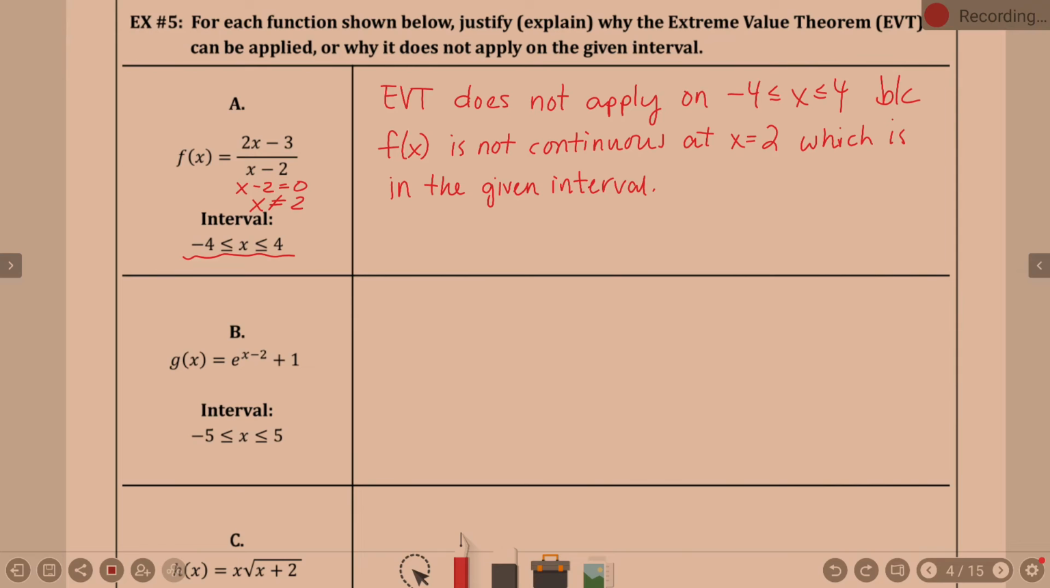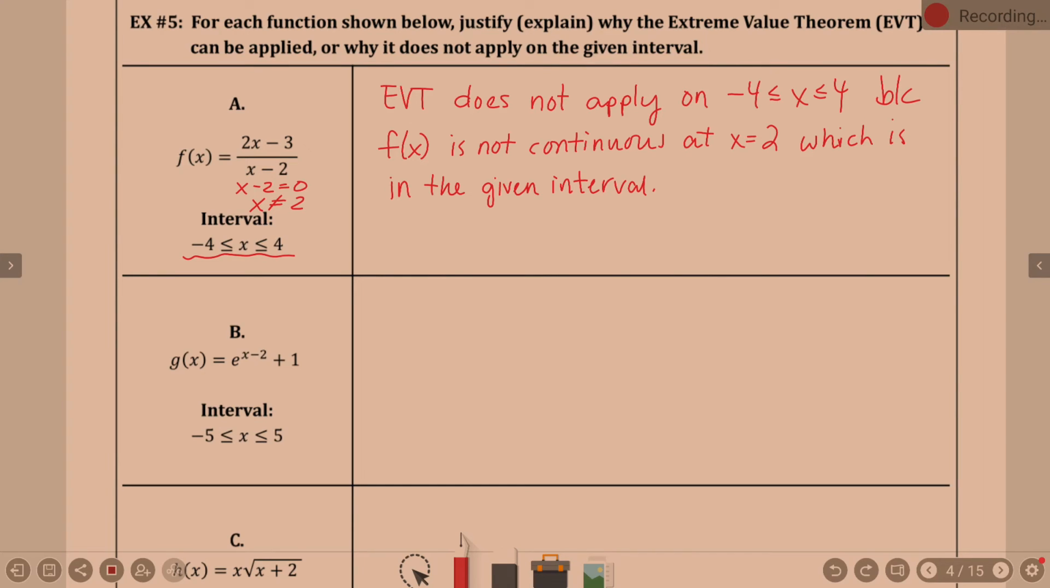You're stating it's not continuous, and it's not continuous specifically where? At x equals 2. Like, that's your proof. I would not recommend just saying, oh, it's not continuous. Why is it not continuous? And if you're saying x equals 2, that's kind of the obvious of, oh, okay, they realize it's the denominator issue. Okay?